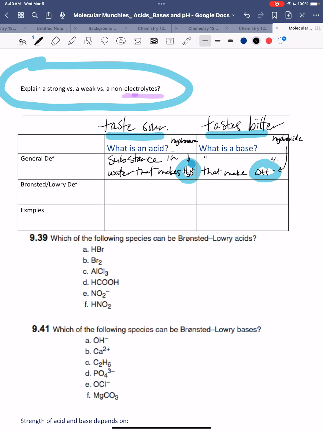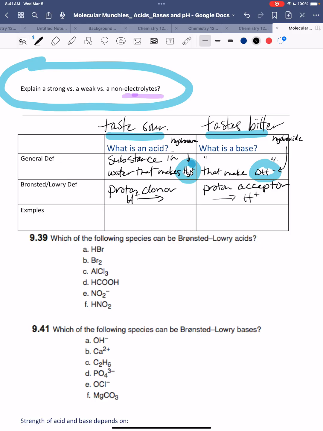Another way to identify an acid is it's a proton donor. And that basically means that it gives away a hydrogen, okay? A proton donor. So an acid is something that gives away a hydrogen, and a base is a proton acceptor. And so it gets the hydrogen, okay? And so basically it's just this exchange of hydrogen ions that we would dictate an acid-base reaction.